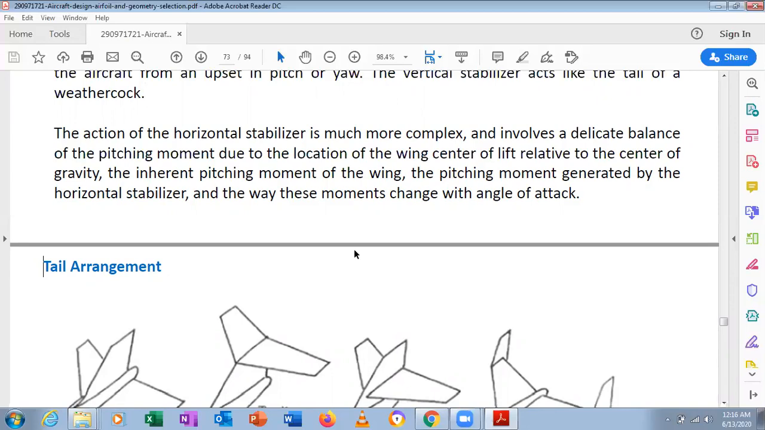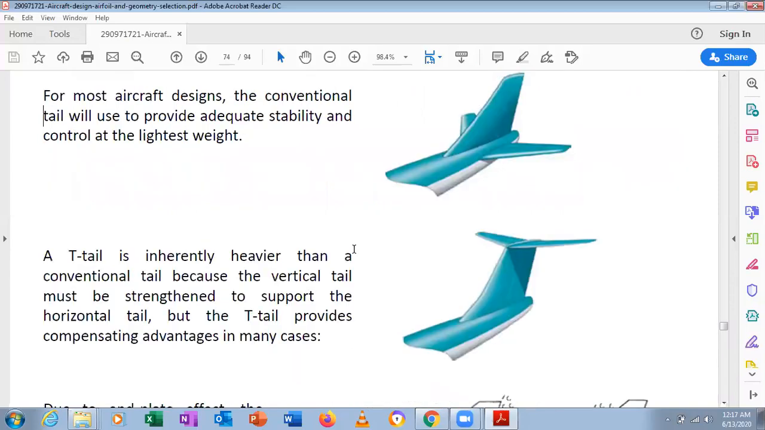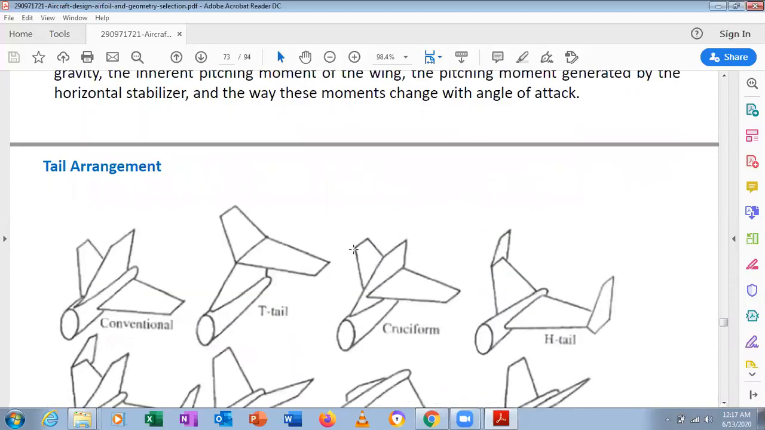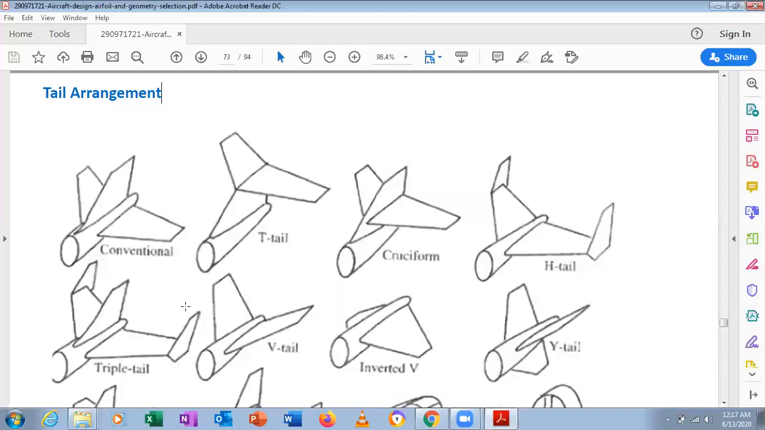So we can see the tail arrangement; we have different types of tail arrangements, and we have to know about them. We can see here these are called a conventional type of tail. Whenever you look at an aircraft, you have to be able to tell what type of tail it has.